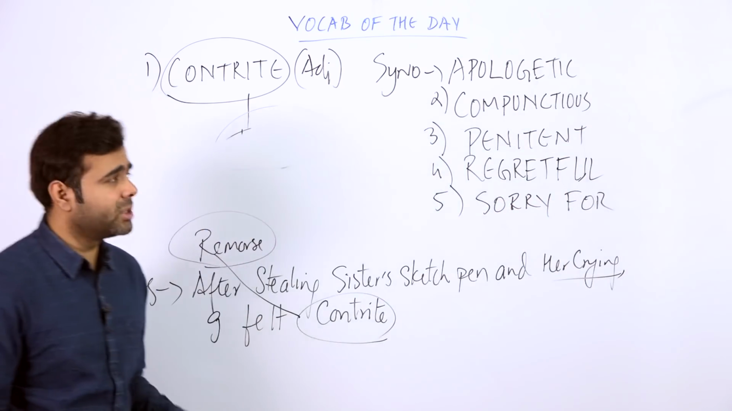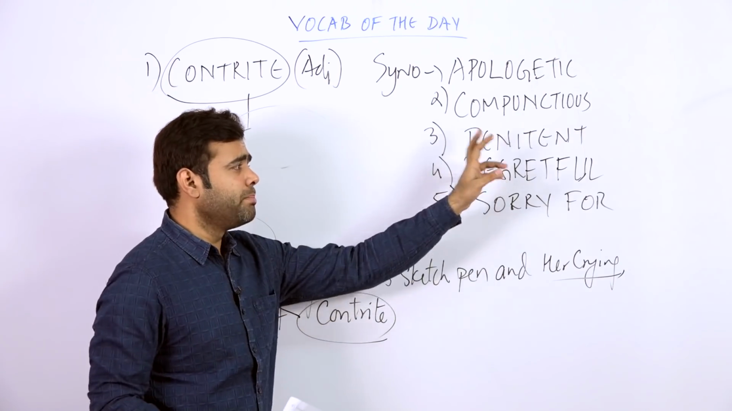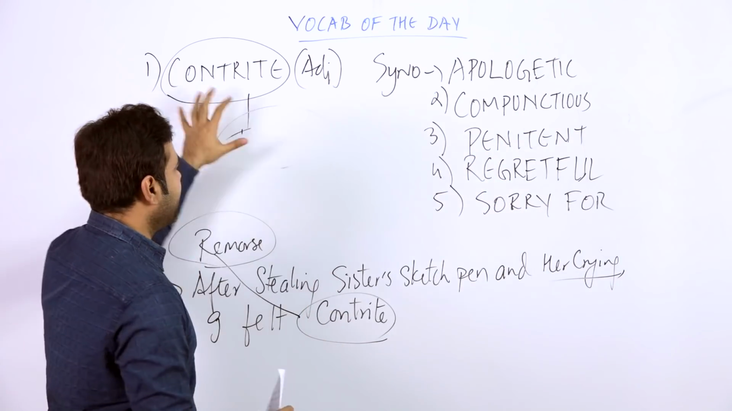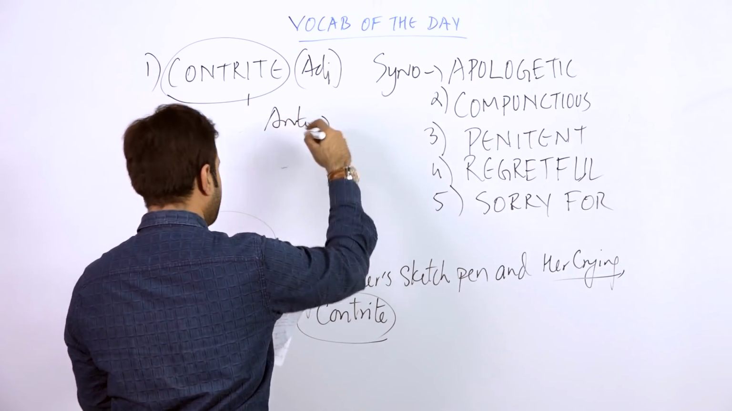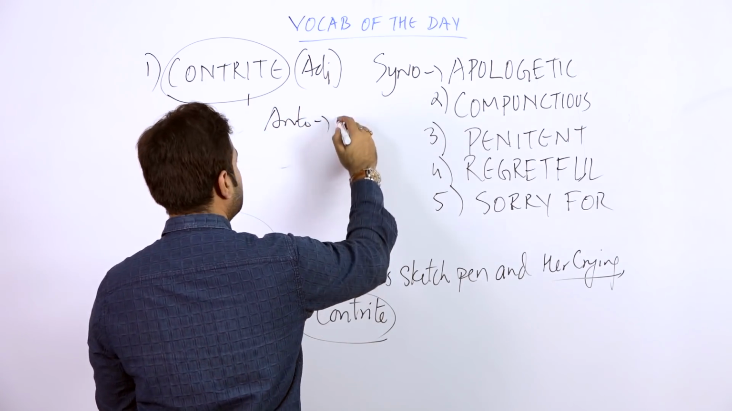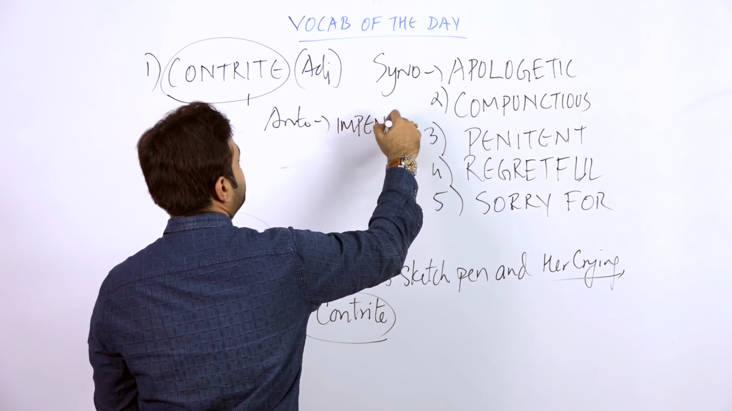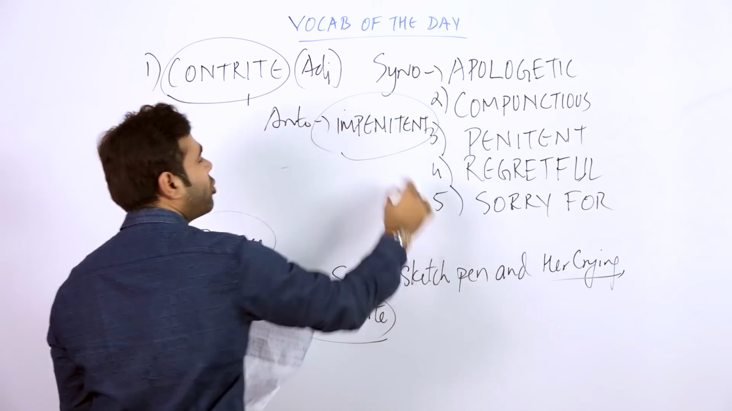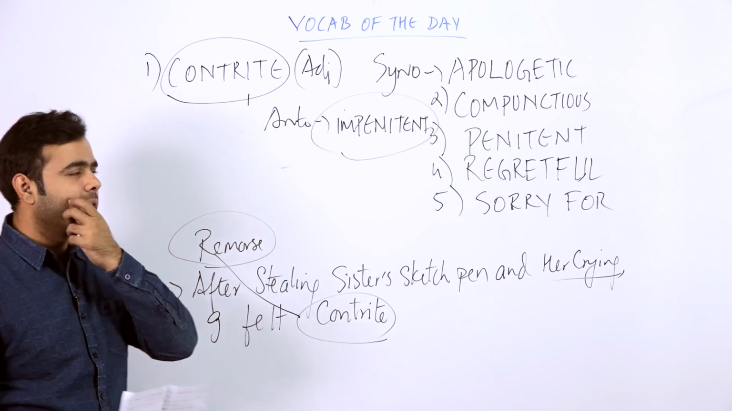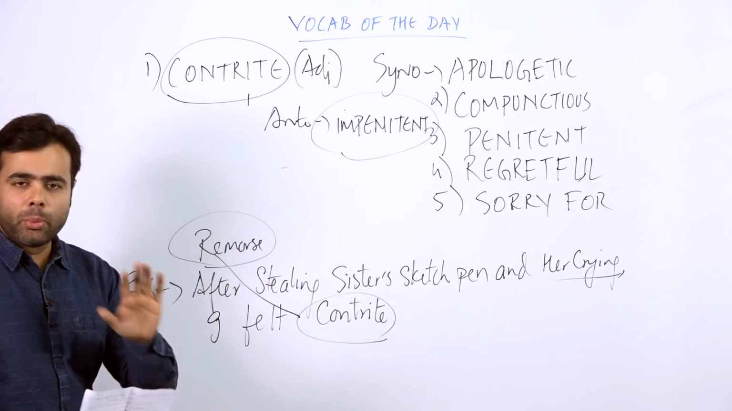When you are sorry for something, when you are apologetic, compunctious, penitent, regretful, these can be the sense of the word contrite. So what can be the antonym? The perfect antonym that you can add is impenitent. I hope it's pretty clear to you. When you are not regretful, when you are not feeling sorry for anything, that is actually the antonym of the word contrite. I hope it's pretty clear to you.